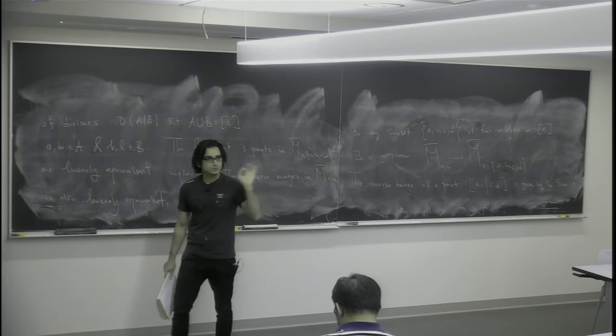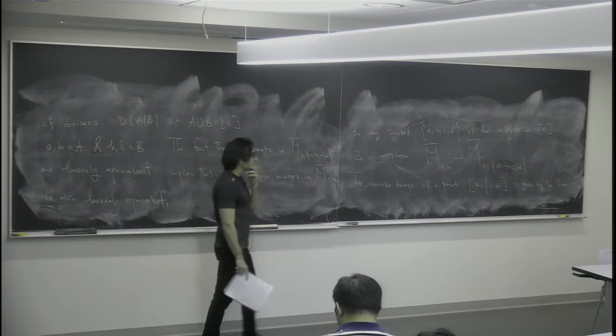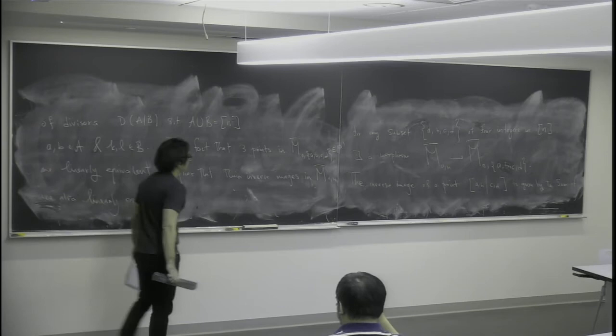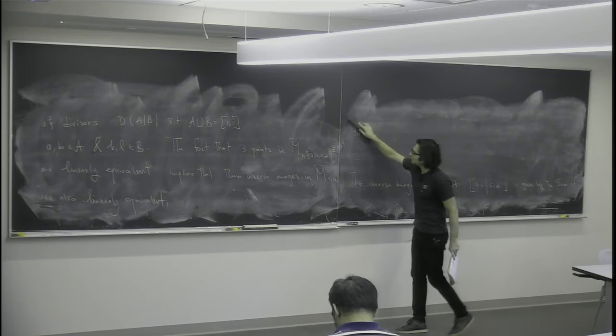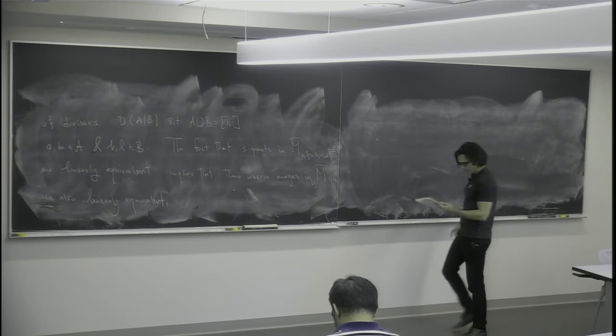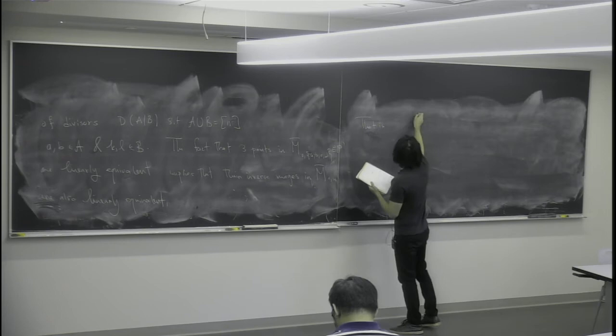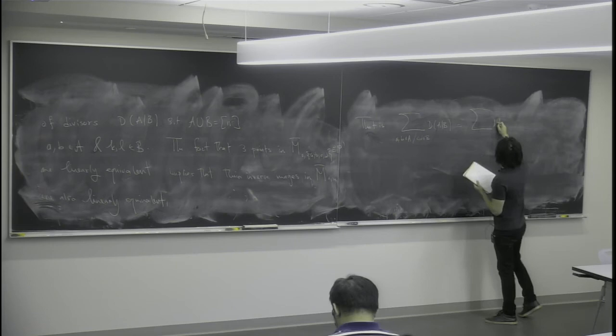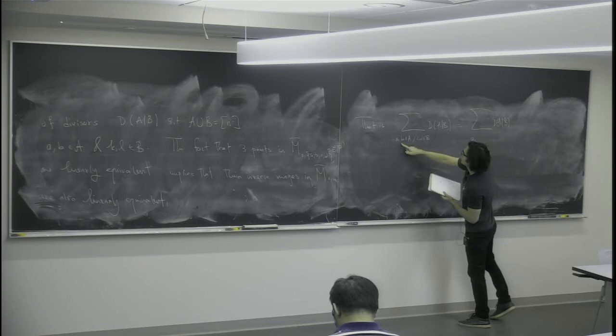So let me write that down in a better form. What I mean by that is that the sum of those divisors D_{A,B}, where A and B are in A and C and D are in B, is linearly equivalent to the sum of divisors D_{A,B}, where A and C are in A, and B and D are in B, which is the same as the sum of those divisors, where A and D are in A, and B and C are in B.